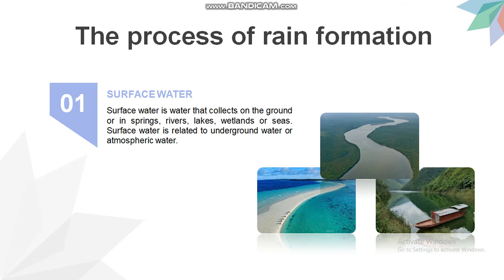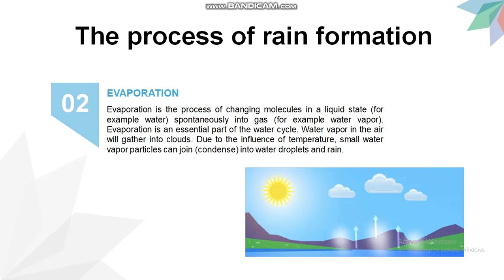The process of rain formation: 1. Surface water. Surface water is water that collects on the ground or in springs, rivers, lakes, wetlands, or seas. Surface water is related to underground water or atmospheric water.